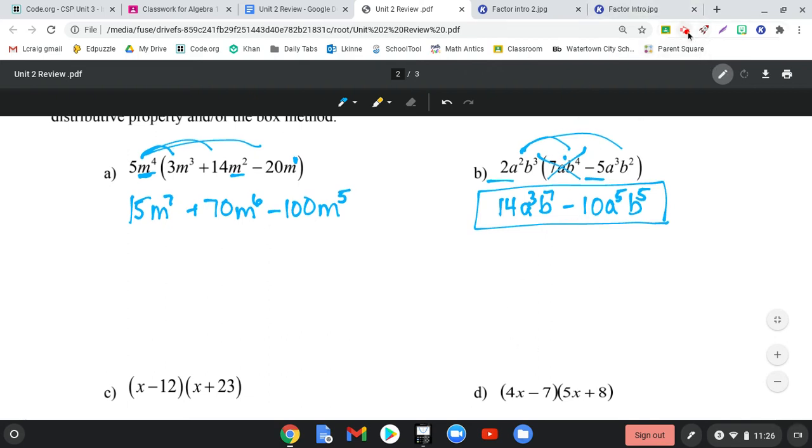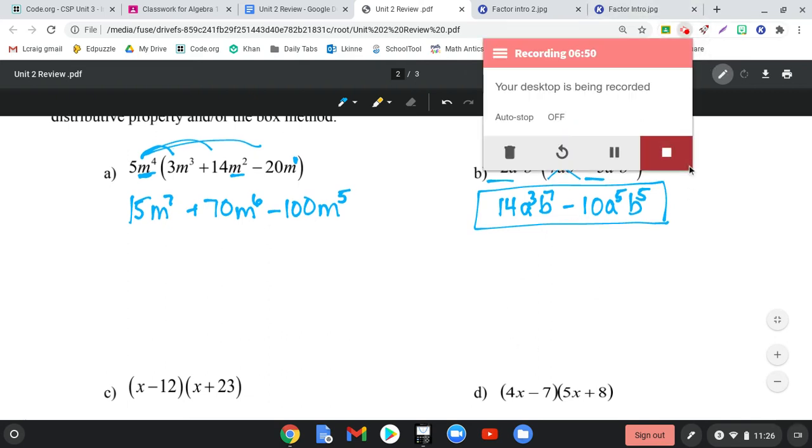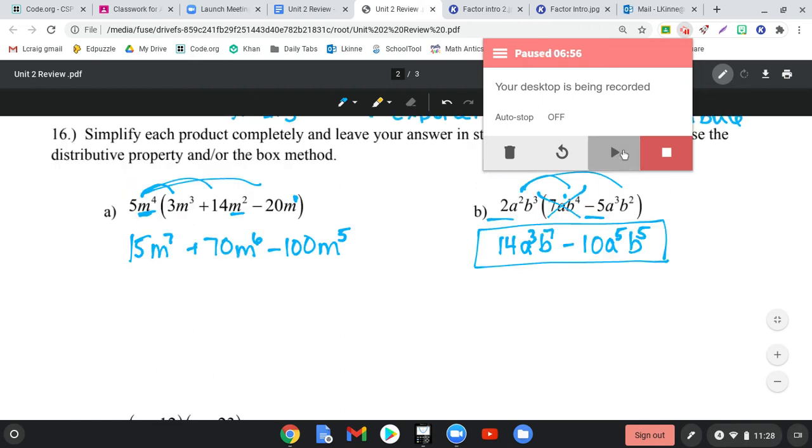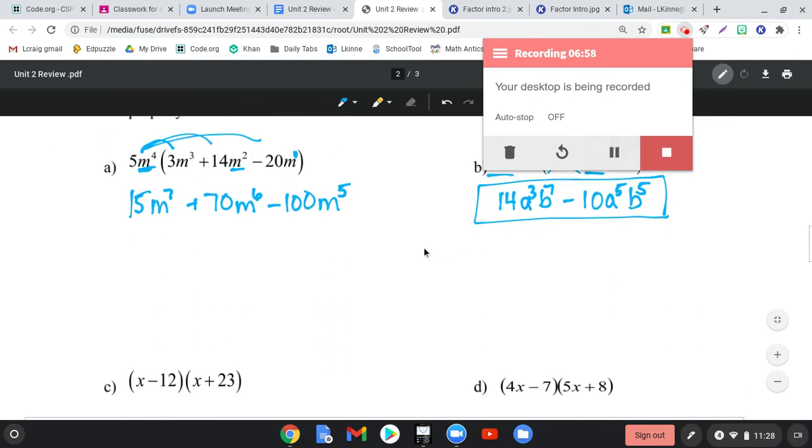All right. Take a look at the next two. You'll have to double distribute. Might be helpful to pause the video and try these and then check your answer. Okay, let's finish this one up.